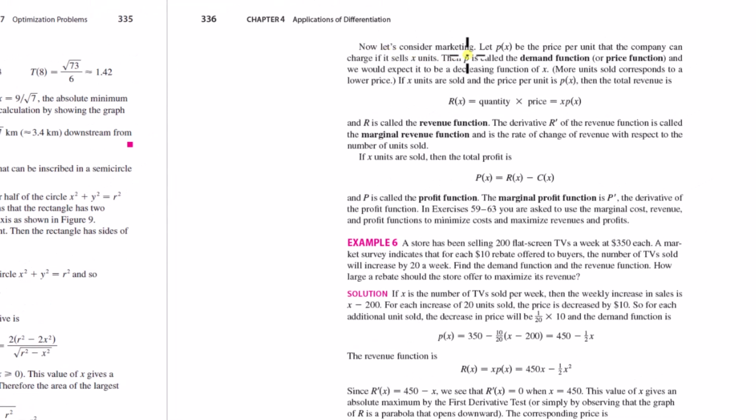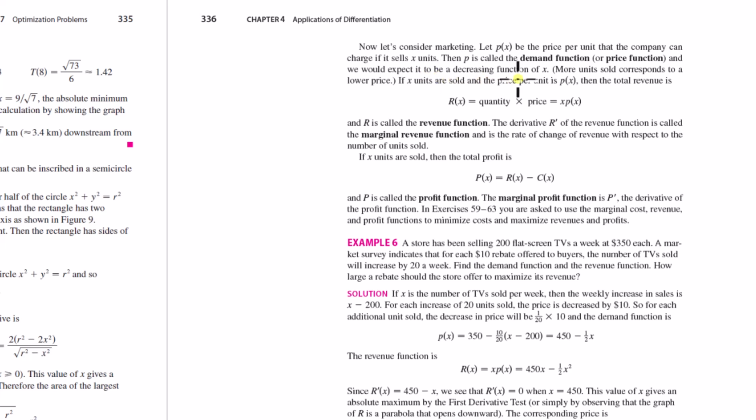All right, now let's consider marketing. Let P of X be the price per unit that the company can charge if it sells X units, so like the price for a can of Coke. Then P is called the demand function or the price function. Yeah, so this is like business stuff, but the idea is, if you put the price too high for a certain number of units, 100 units, 1,000 units, you won't be able to sell those units. You put the price really low, well, you can sell them all. But the idea is, what's that sweet spot, that maximum price where you can sell all, if X is 100, all 100 units. And if you went just above that price, then you'd sell 99 units, right? That's the price function. And they call it a demand function in that sense, okay?